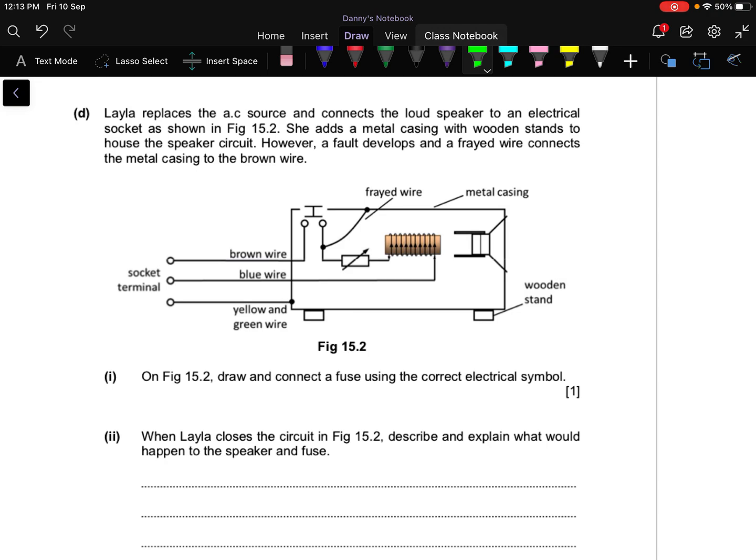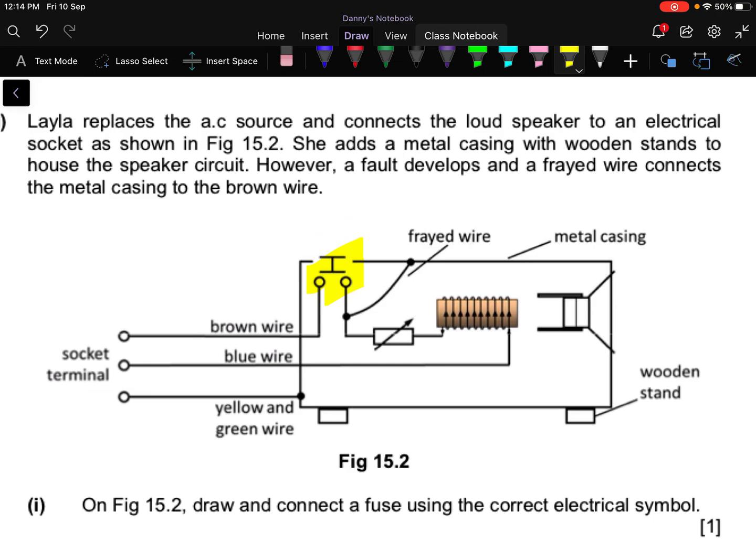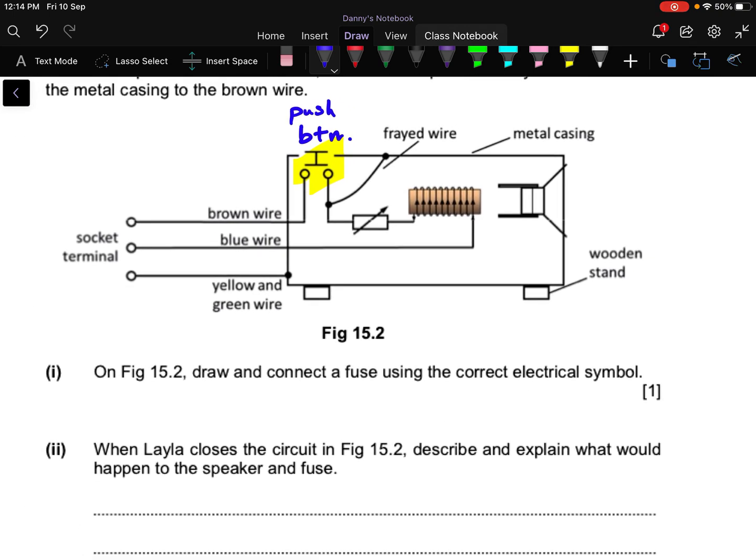Okay, for part D, it is on practical electricity. So for some of you, you are still not very confident. By the way, this symbol, it is in your syllabus. It is called a push button. So at first I wanted to test you on that, but then my colleagues told me that it will be too challenging, so I decided not to test you on that.